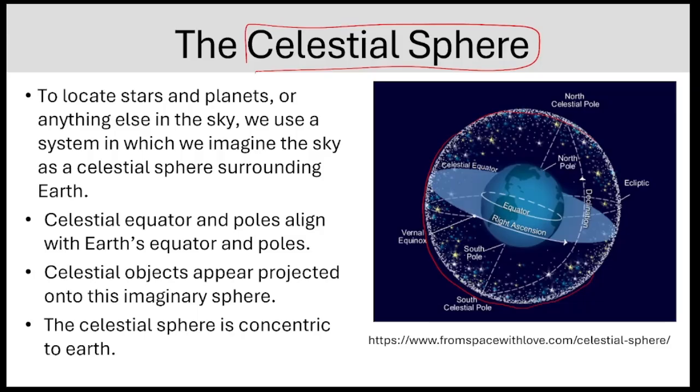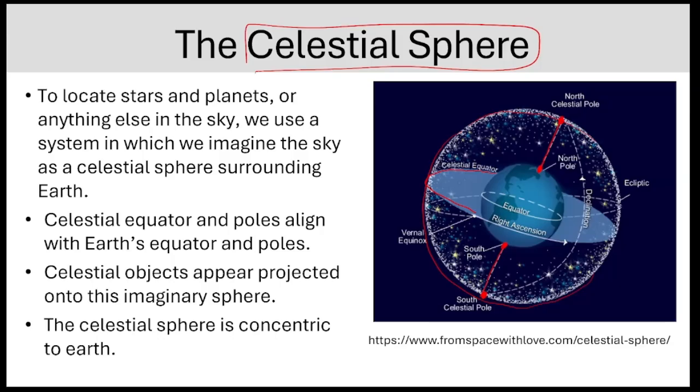The celestial poles of this celestial sphere align with the poles of Earth, and the celestial equator also aligns with Earth's equator. Stars and planets are projected onto this sphere, helping us define their position in a clear and systematic way from any location on the Earth.